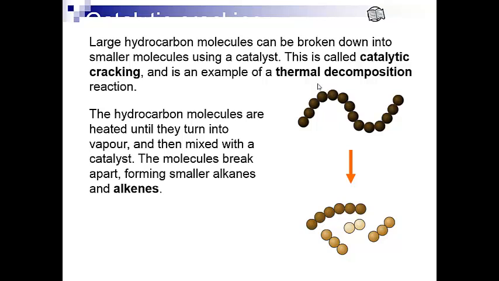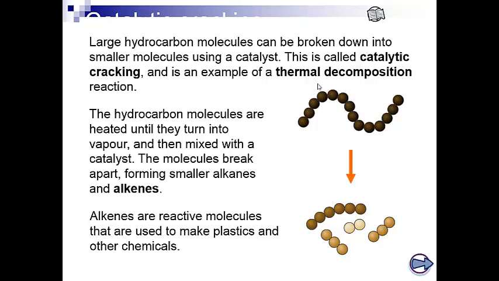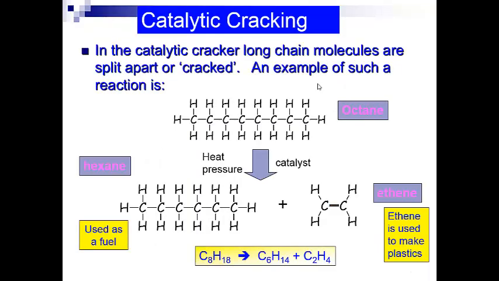Now, in an exam, it might ask you what does a large hydrocarbon break down into. Always breaks down into an alkane and an alkene. Usually, one of them is used as a fuel, for example petrol, and the other is used to make plastics. Alkenes are reactive molecules that are used to make plastics and other chemicals. That's just what I said. Catalytic cracking. Here's an example of one.